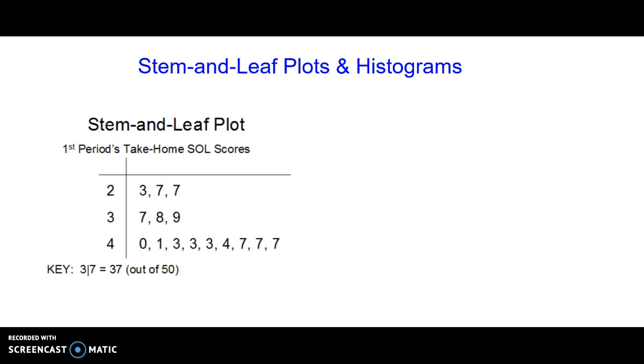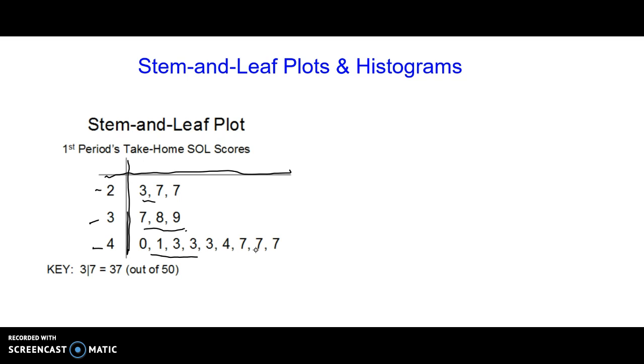If we take a look at this particular stem and leaf plot, we'll notice it's formed by what we call a T-chart, where we have two lines that form a T. We have some numbers over on the left-hand side. In this case, we have 2, 3, and 4 over on the left-hand side. And then on the right-hand side, we have some other numbers that are in the same row as our 2, 3, and 4.